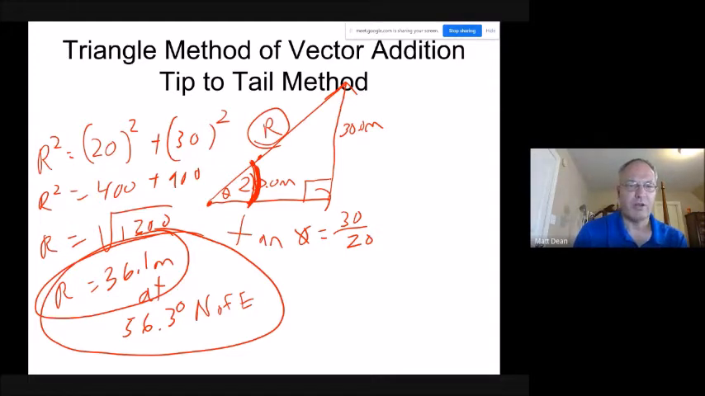Before I go any further, anyone have questions on how I got that direction, what the direction means? Any questions I can answer for you about the directional component of this?